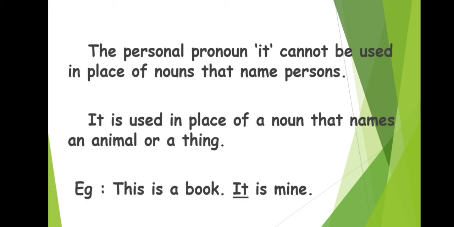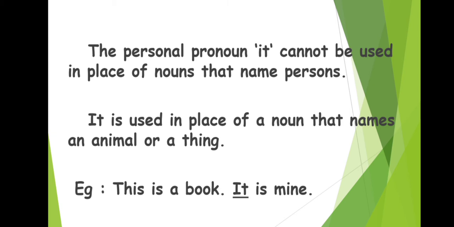Now let's look at the next one. There is one thing you have to keep in mind about personal pronouns. The personal pronoun it cannot be used in place of nouns that name persons. For persons, we cannot use it. We use it in place of a noun that names an animal or a thing. So for animals and for things, we use the pronoun it, and it should be singular also.